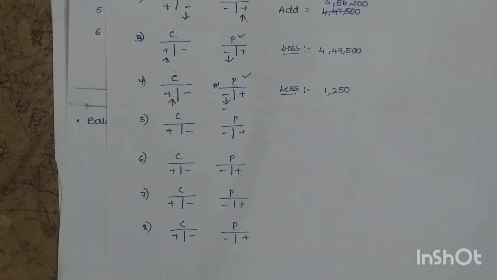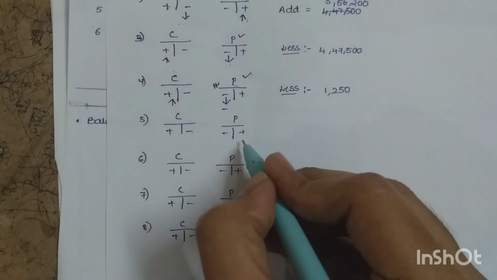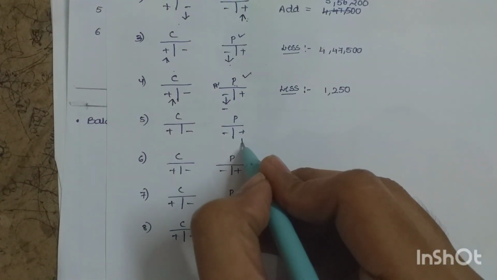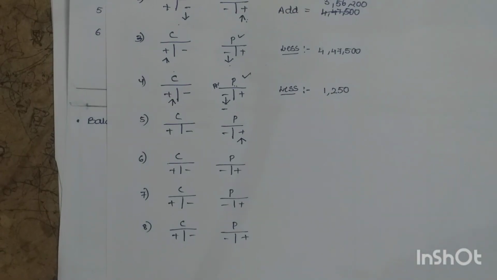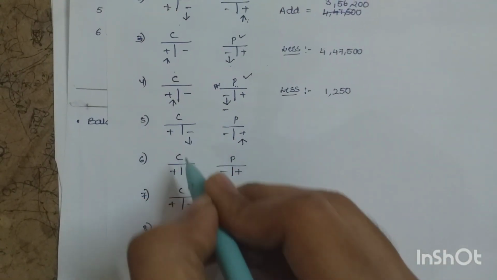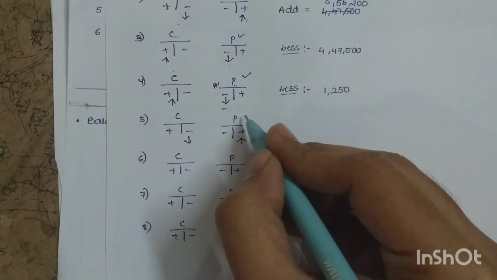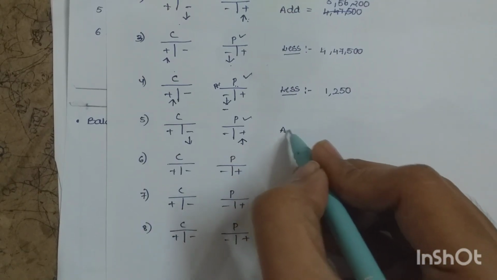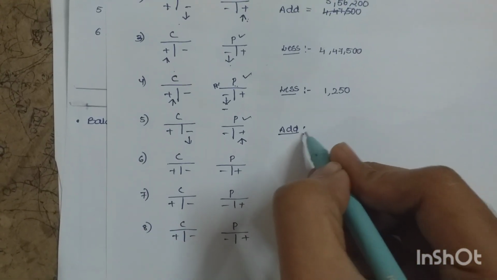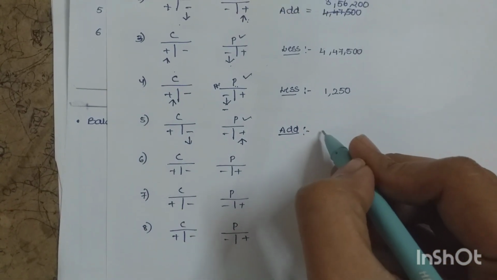Okay. Next, fifth transaction, dividends directly collected by the bank. I already told, directly collected by the bank, dividends or interest, it is always plus in the passbook, right? So dividend directly collected by the bank is plus in the passbook. Automatically the cash book will be showing less. So according to passbook, it is add. Plus means add. How much amount? 12,500.